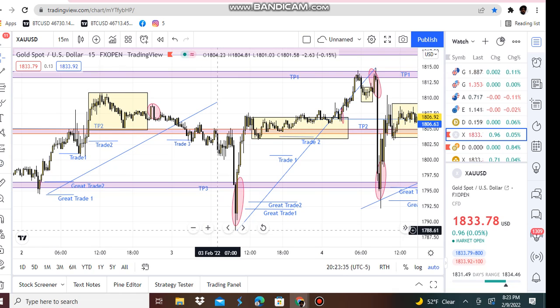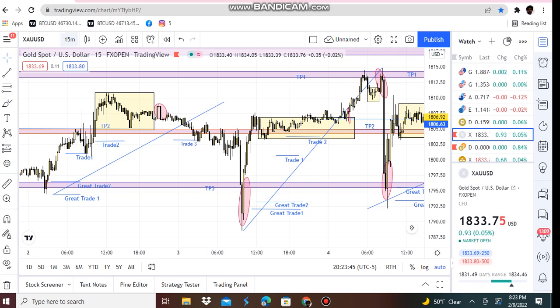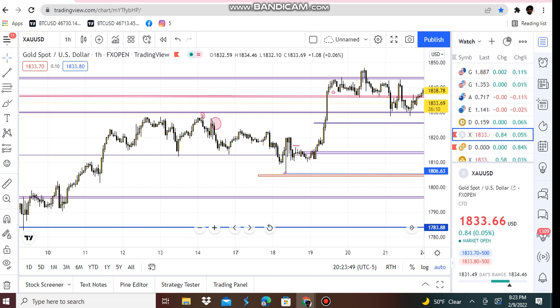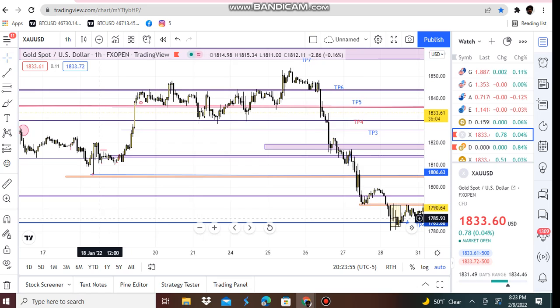It's just easier to show you on the 15 minute, more structured, but let's go to the 5 minute. Let's go to the 1 hour and the 4 hour for the overall trend. All right, gang. So we can see, gang, we were in an uptrend and now we're in a downtrend.